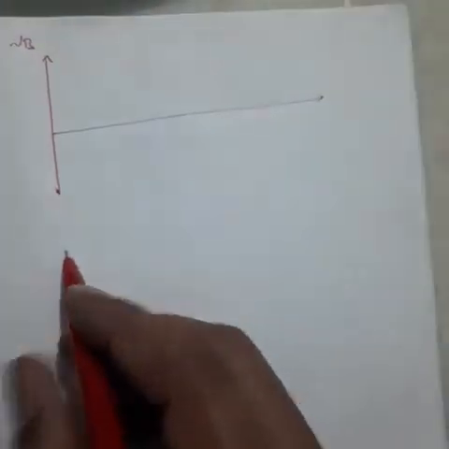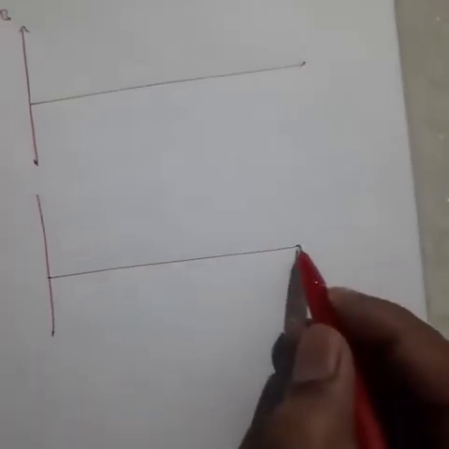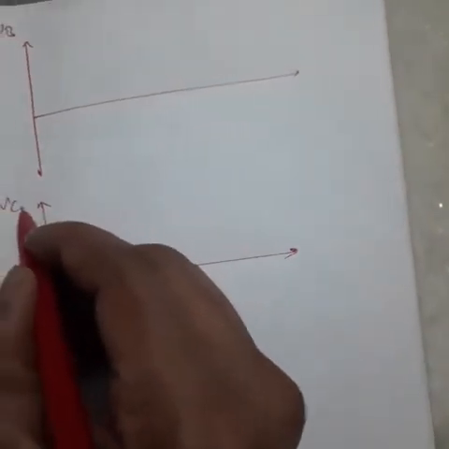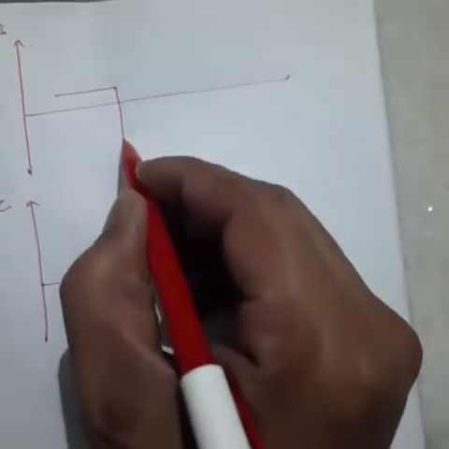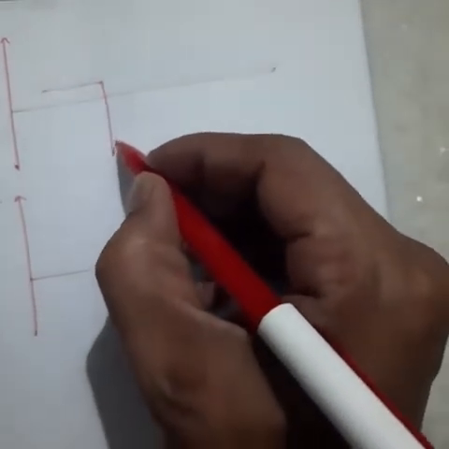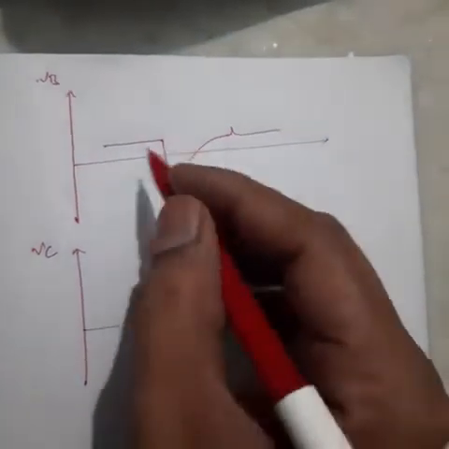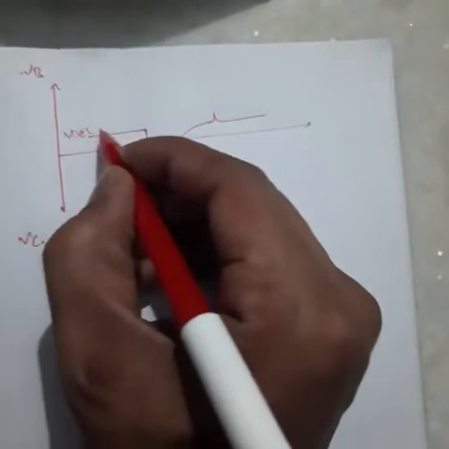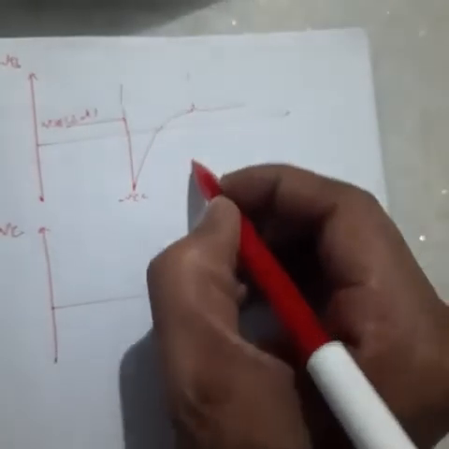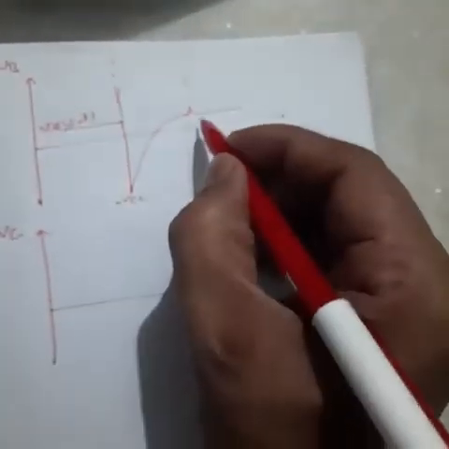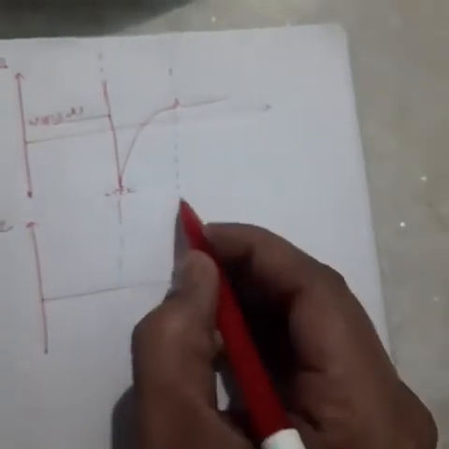VB means the input of the second transistor, and VC is the output of the first transistor. This is the negative. The capacitor charges exponentially. Okay, so this is negative VCC to VCC. This is the saturation voltage, VB saturation. So we'll extend these lines downwards.